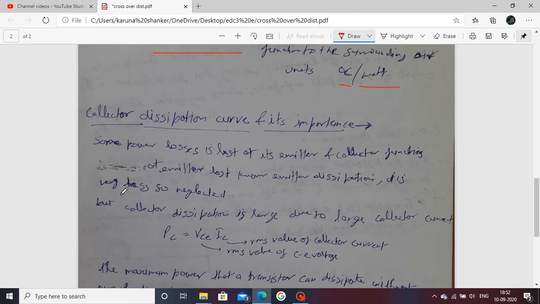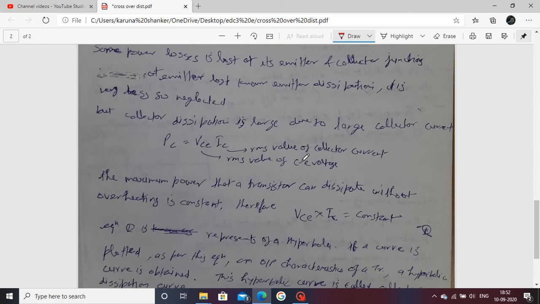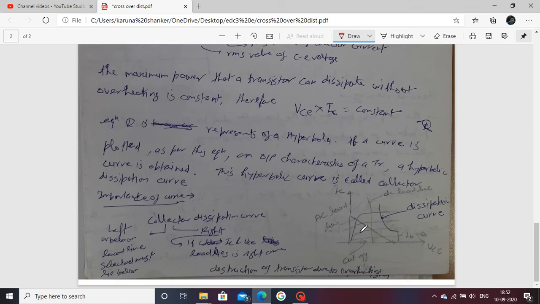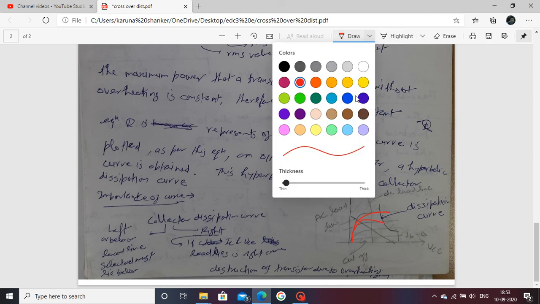What is the collector dissipation curve? Here is a graph of the collector dissipation curve. We consider the x-axis as VCE and the y-axis as IC. There are different loads: this is the DC load and this is the AC load, but you focus only on the constant current. This is a very important curve, and we use different colors.